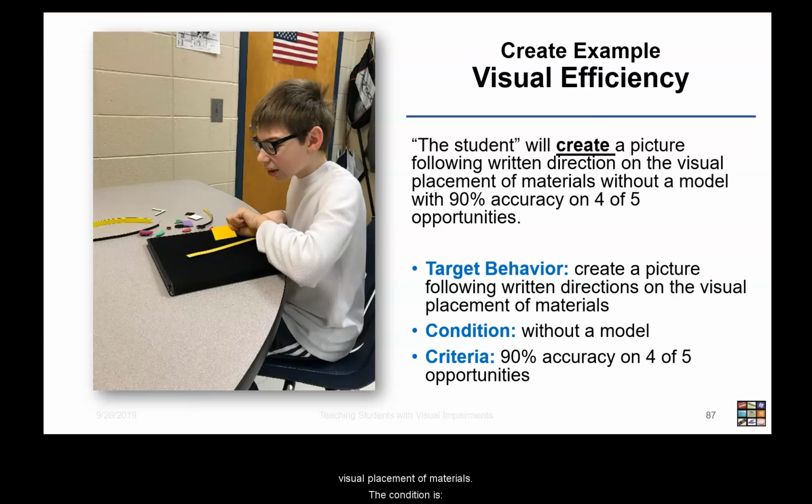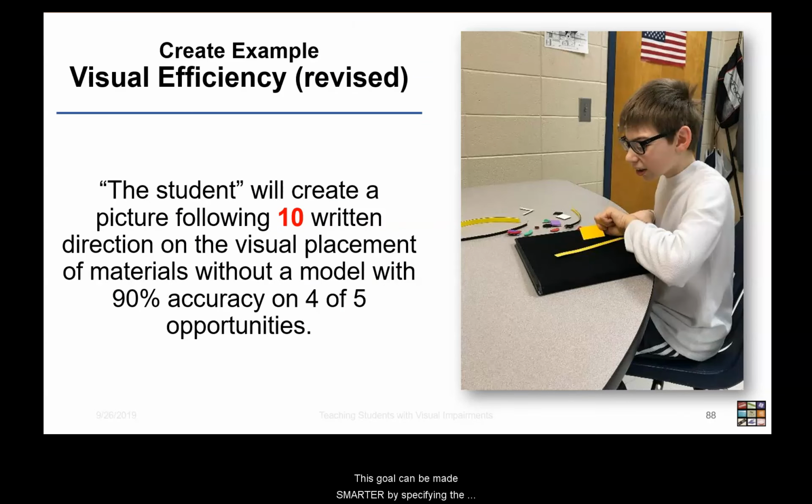The condition is without a model, and the criteria is 90% accuracy on 4 of 5 opportunities. This goal can be made smarter by specifying the number of directions presented for each opportunity. The goal now reads, the student will create a picture following 10 written directions on the visual placement of materials without a model with 90% accuracy on 4 of 5 opportunities.